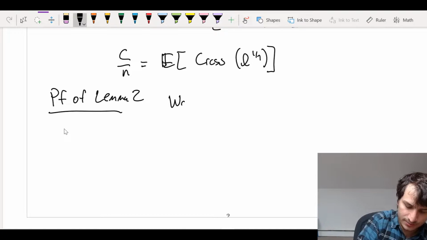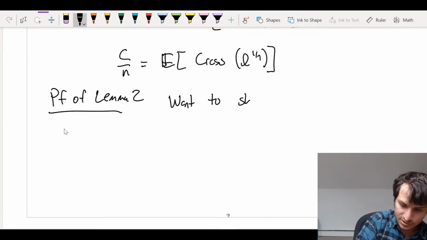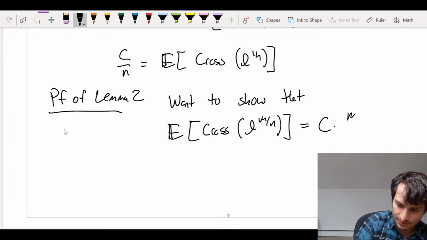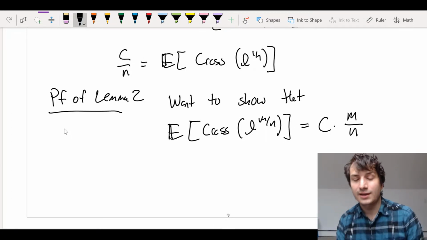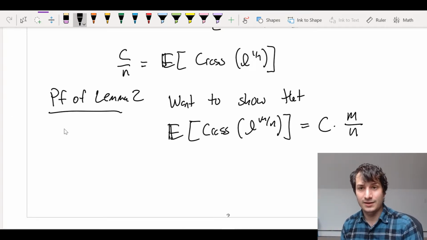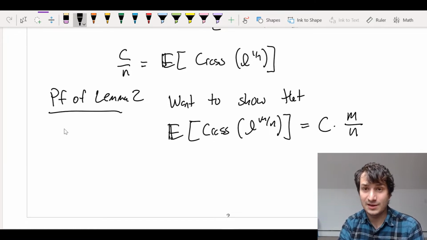So we want to show that the expected number of crossings of L m over n equals c times m over n. So if you have a straight line segment of length m over n, then its expected number of crossings is c times m over n. And we're going to do the same thing.